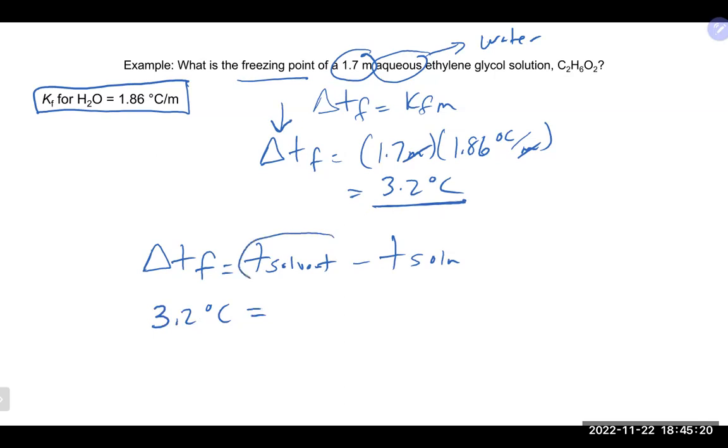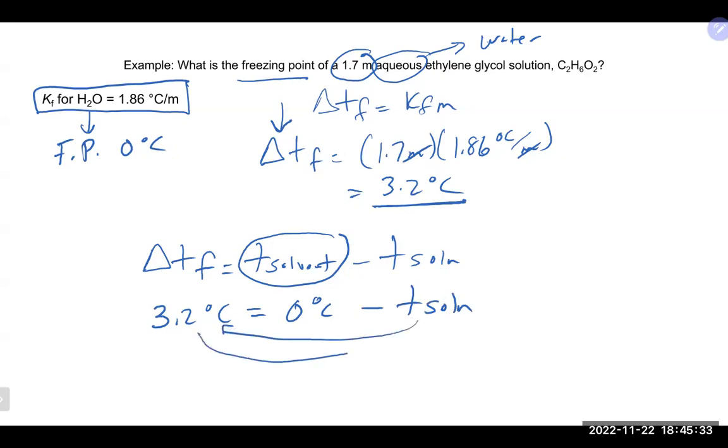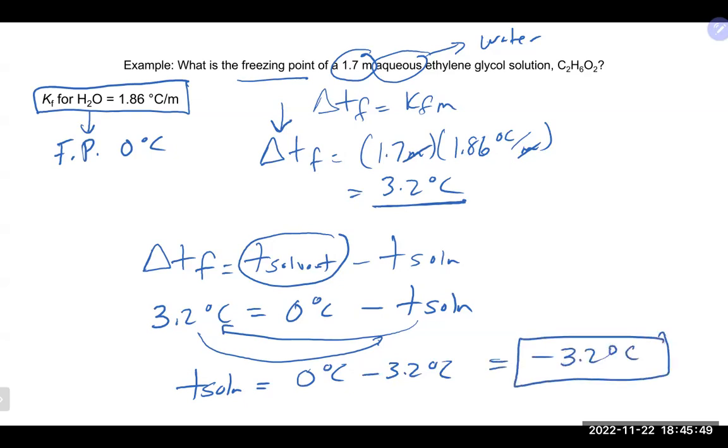Our solvent, which is water, has a normal freezing point of 0 degrees Celsius, minus the temperature of the solution. I'm going to bring this to the other side and bring that back to the other side. And what that's going to give me is the temperature of the solution is equal to 0 degrees Celsius minus 3.2 degrees Celsius, which means minus 3.2 degrees Celsius is the correct freezing point for this solution.